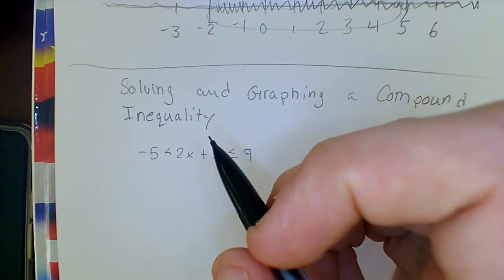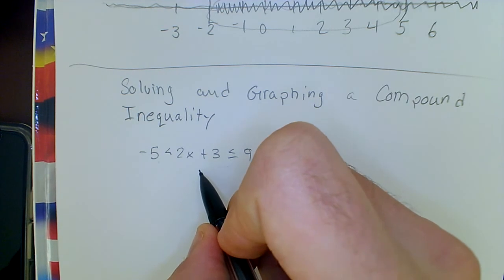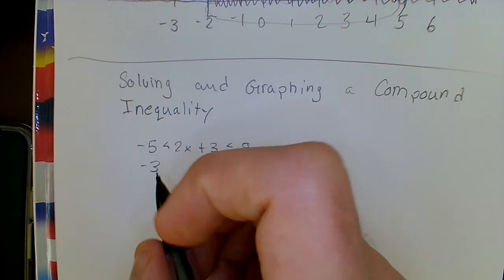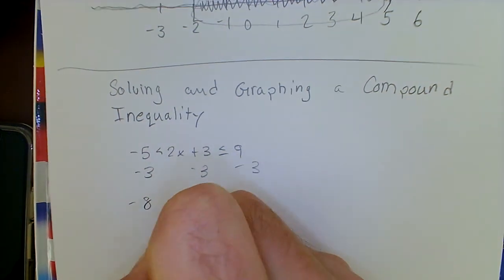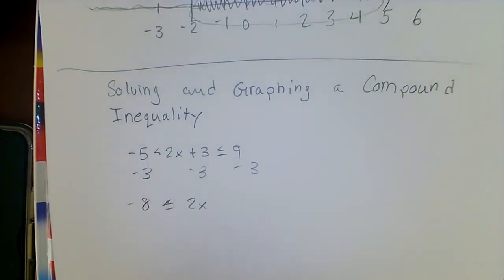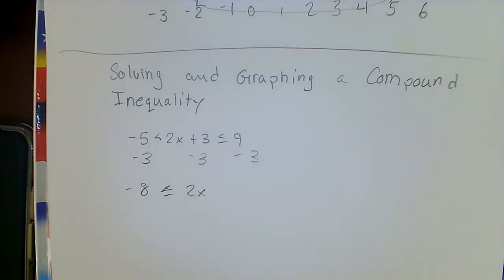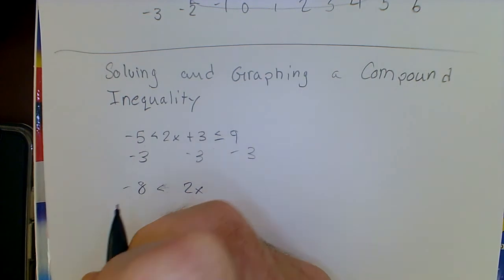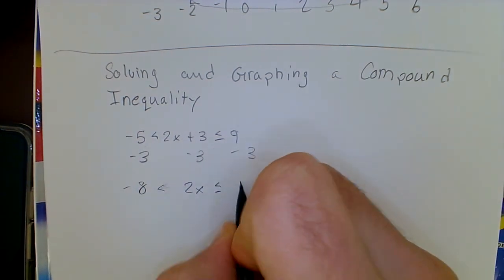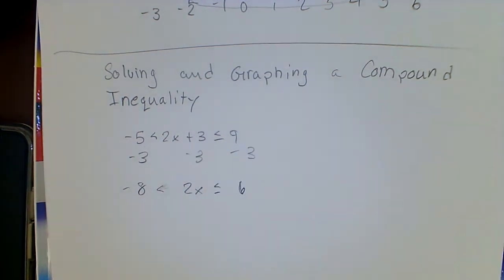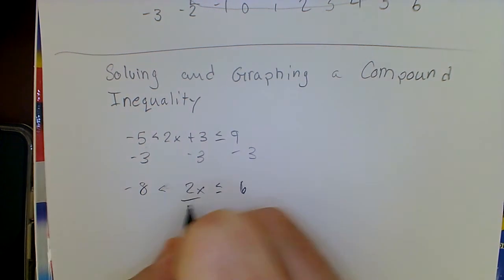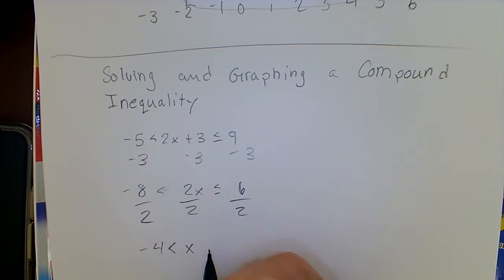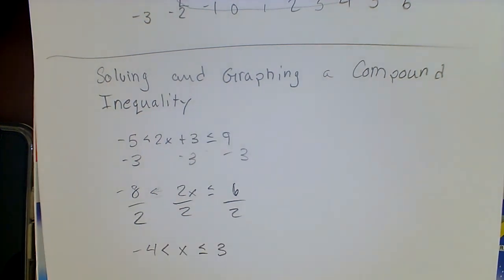The way you can do that is, this works like an inequality. To get this 3 out of here, you subtract 3 from not both sides, but all 3 sides, since it's compound. So this now becomes negative 8 is less than 2x. I'm sorry, that's not a less than or equal to, that's a less than. Less than 2x, which is less than or equal to positive 6. Now we divide by positive 2, and we get negative 4 is less than x, which is less than or equal to 3.